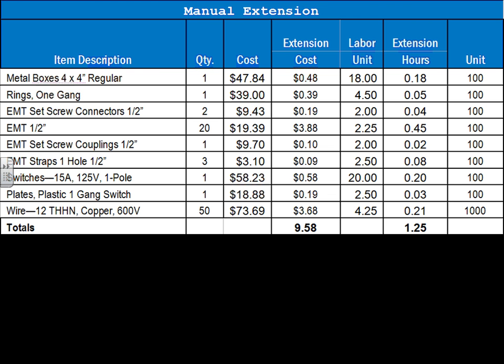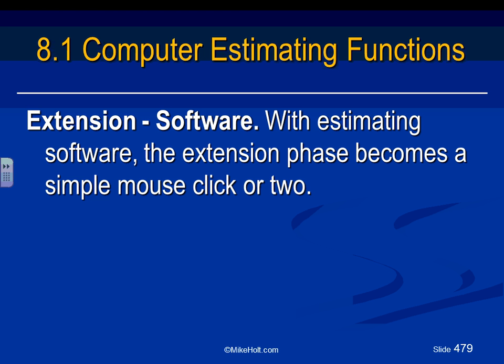What an extension is? Totaling is adding all these things. Extension is multiplying and dividing by the unit. Totaling is adding the hours to the hours and the dollars to the dollars. If you do it by hand, it's tedious, with lots of mistakes. The software, thank God, does all this for you. Extension through the software is in the background, Jeff.